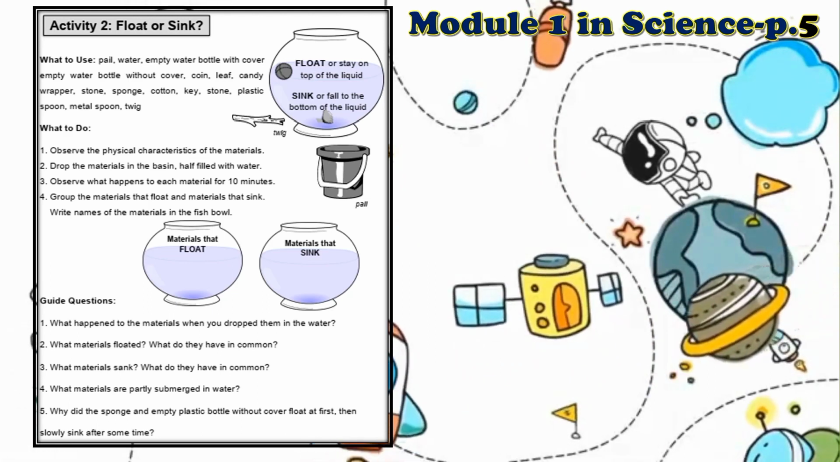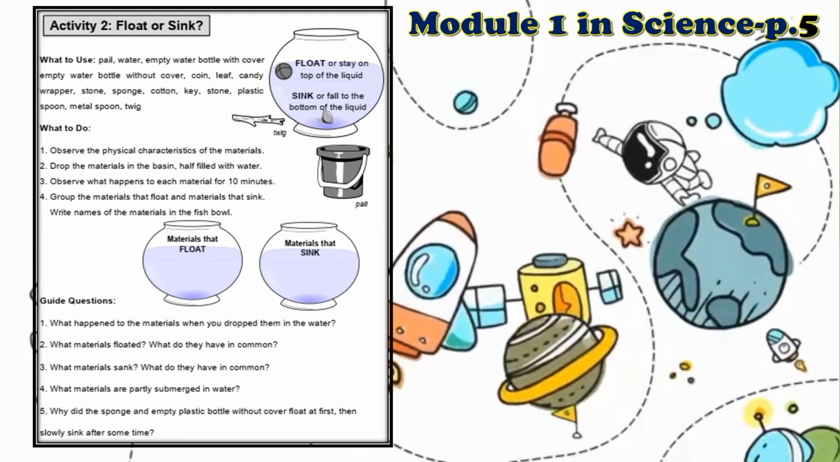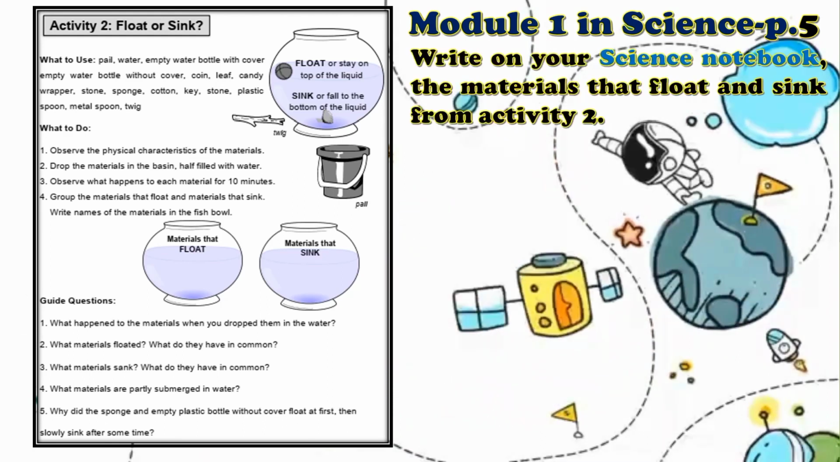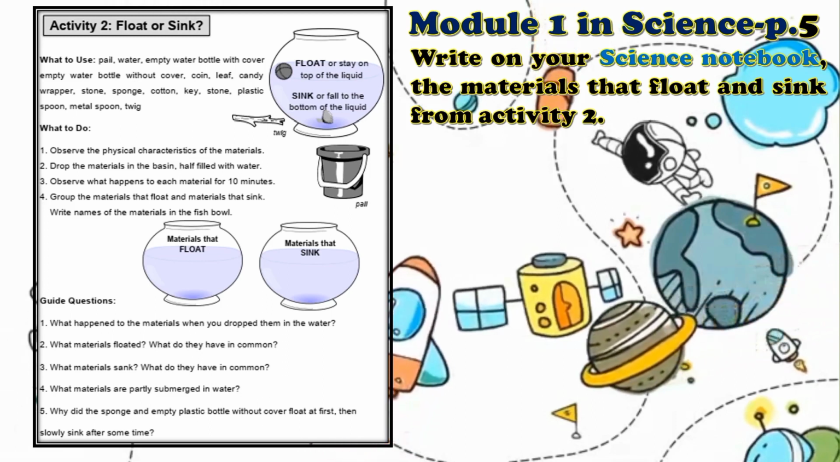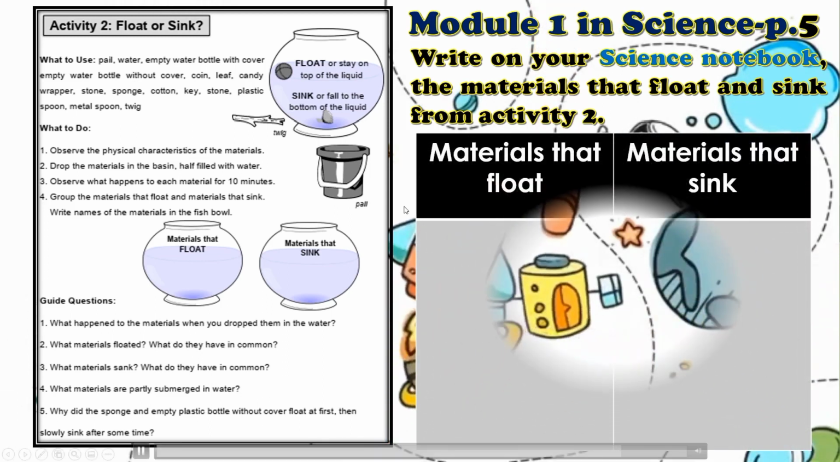After you perform the Activity 2, please write on your science notebook the materials that float and sink from the materials used in Activity 2. Follow the format indicated in the screen.